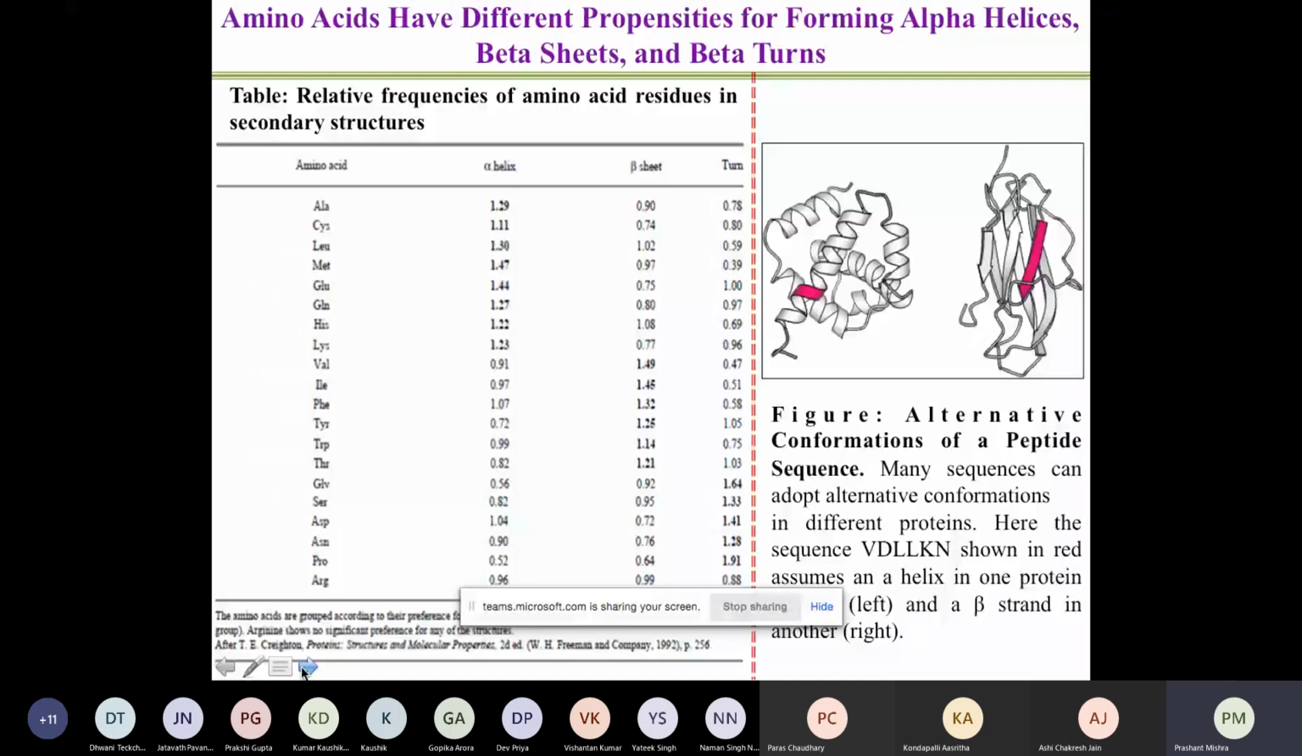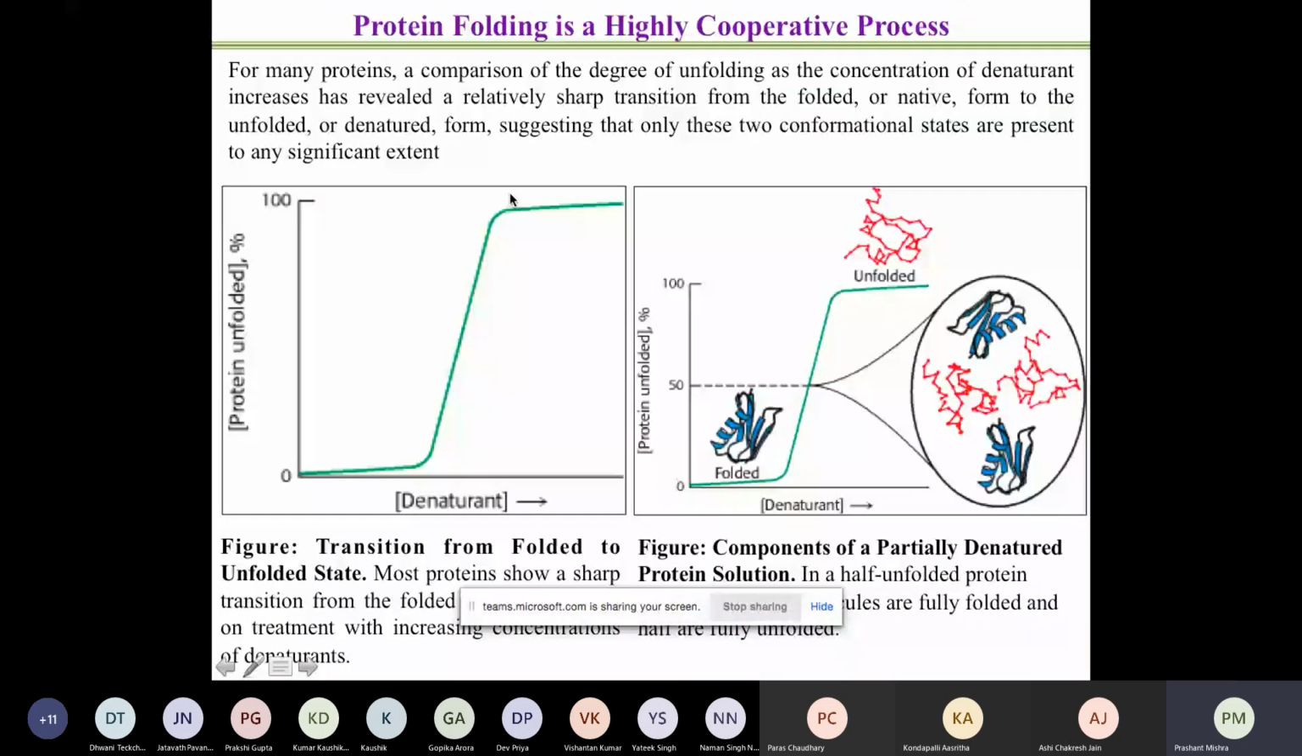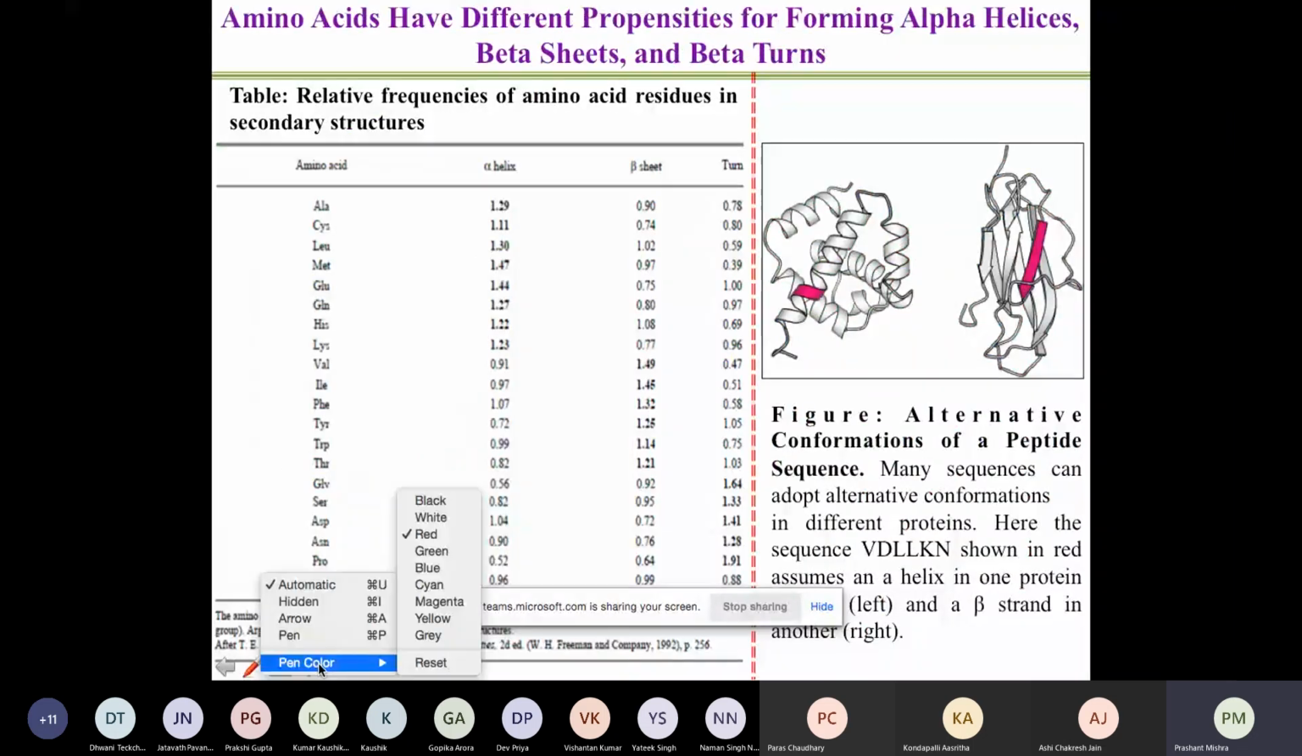So this slide gives you a list. I don't want you to learn them, but you must understand that they're amino acids, like these amino acids. They have more value for alpha helix. Sorry, let me just go to the previous slide. So here, what you have learned is that there are certain amino acids which have alpha helix value more than beta sheet or turns.